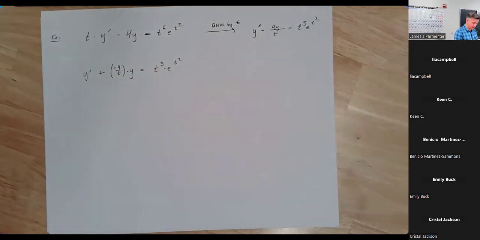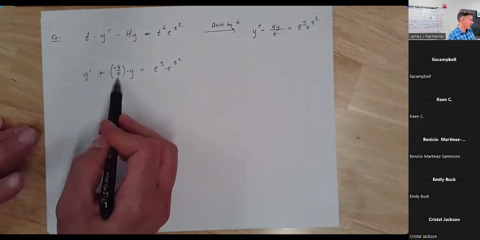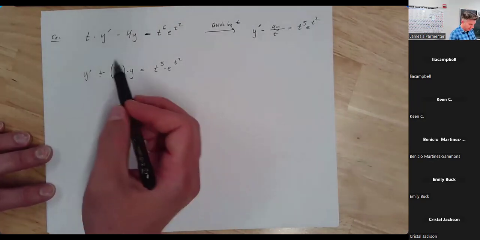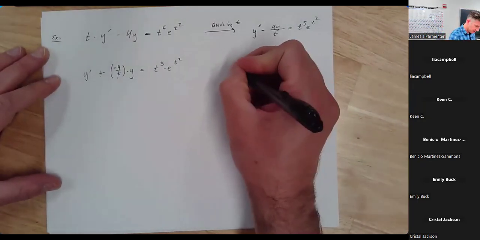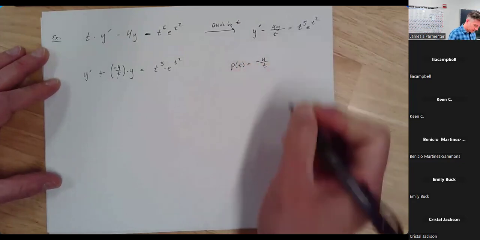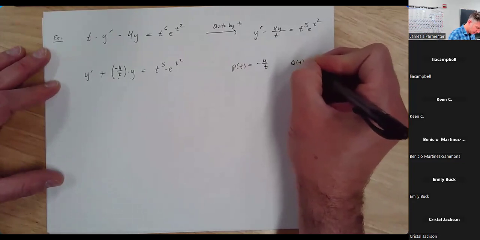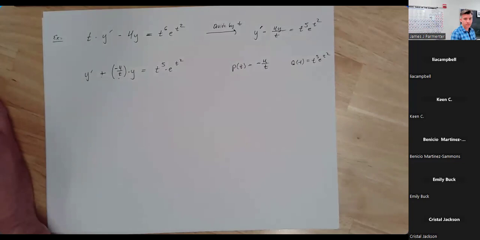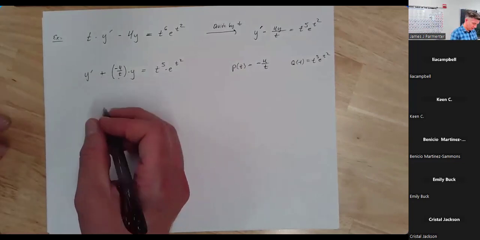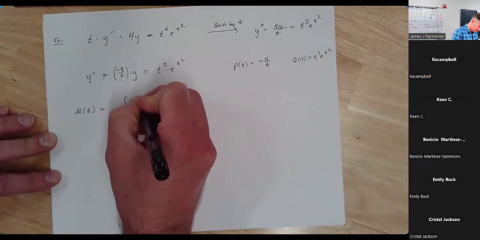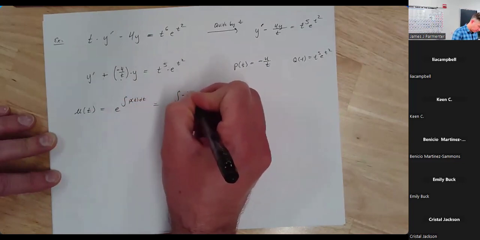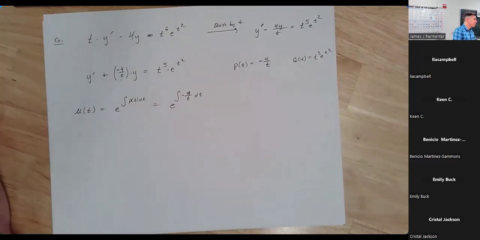The format really has to be y prime plus a function of t or x or whatever times y equals the other stuff. So there's a minus sign there. That minus sign needs to get soaked up into the p of t. So our p of t here is negative 4 over t. I don't really care that my q of t is what it is, t to the 5th e to the t squared. It's not so important. So then we're going to find the integrating factor. Our integrating factor, mu of t, is going to be e to the integral of p of t, which is going to be e to the integral of negative 4 over t. Which you all should find right now and simplify as much as you can.